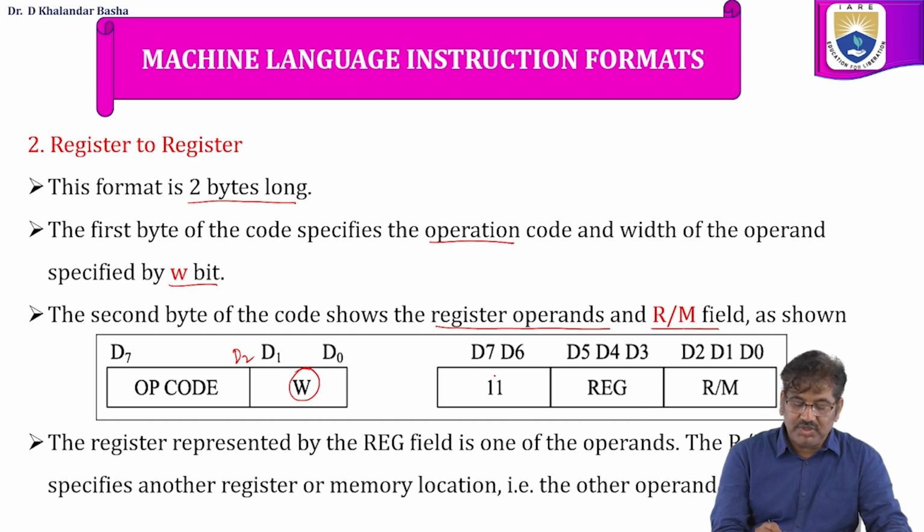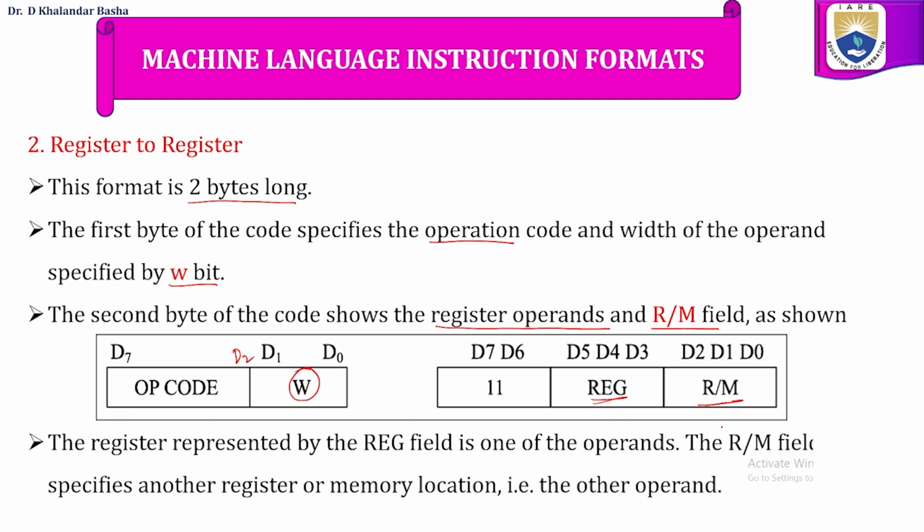For register transfer, here D7 and D6 are 1, 1. D3, D4, D5 will be used as a register code. D0, D1, D2 are for register or memory. The register specified by the REG field is one of the operands. The R/M field specifies another register, or it may be a memory location that acts as the second operand.